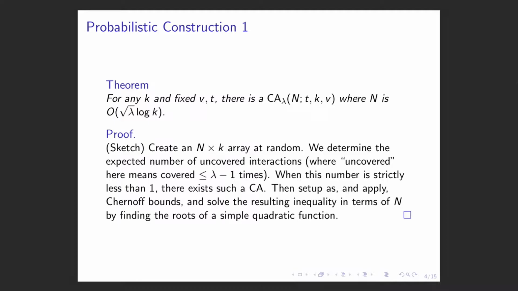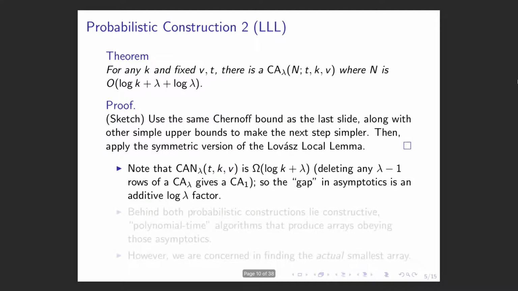If we just make a completely random array and then see what happens, what we can actually achieve is a square root of lambda multiplicative bound, which is already much better. And the only non-trivial thing is applying Chernoff bounds here. And that's where the square root of lambda comes from. But could we even do better than this? And the answer is yes.